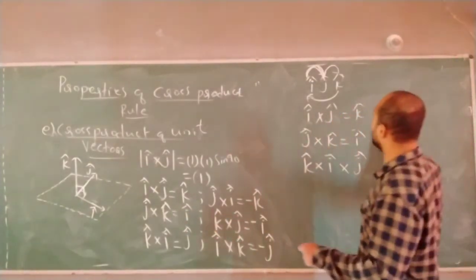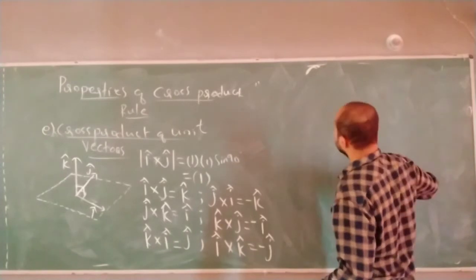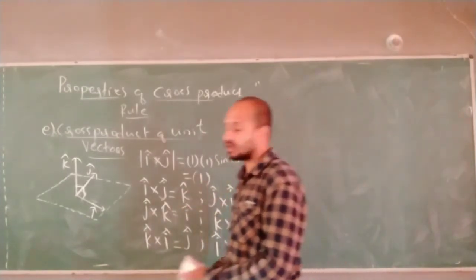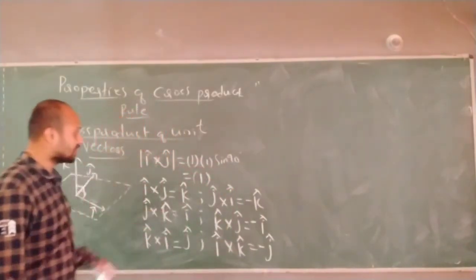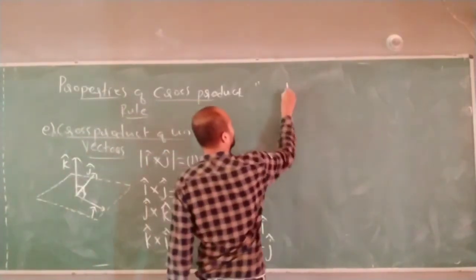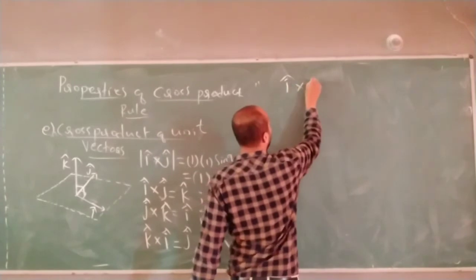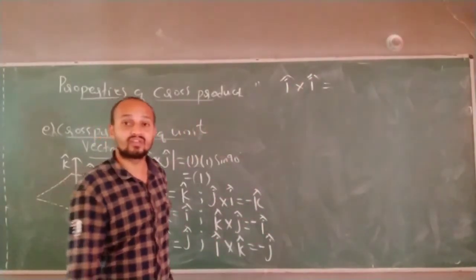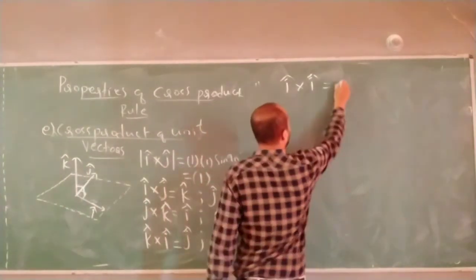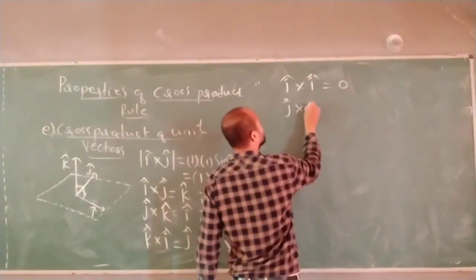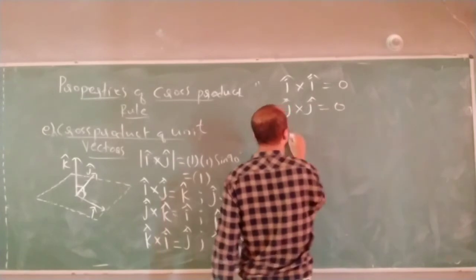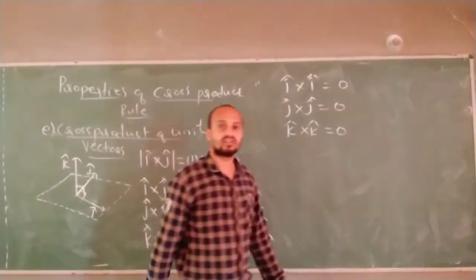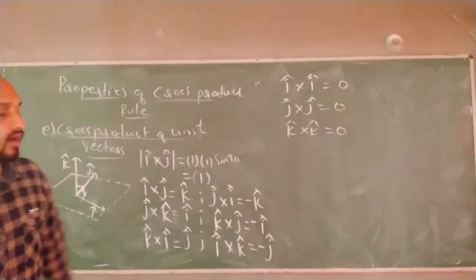Now, this is the logic to find the sign. They will be on the opposite side. i cross j cap means j cross i will become minus k. And these are some unit vectors. Then what happens to i cross i? Sin 0, the angle between the two vectors is 0, so it will become 0. j cross j will become 0. k cross k is going to be 0. Correct? This is what the cross product is.